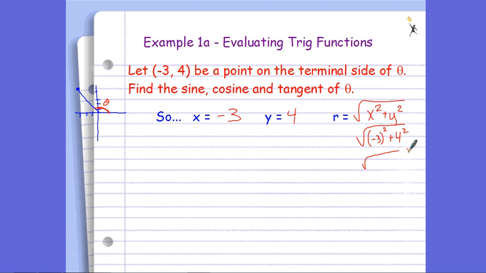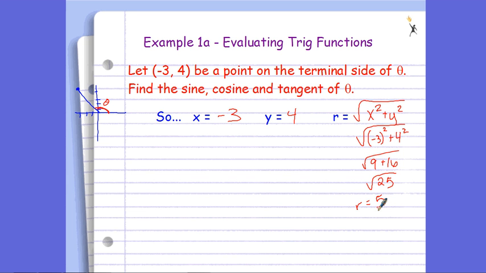I don't need a calculator for this one because I know negative 3 squared is 9, 4 squared is 16, 9 plus 16 is 25, and what is the square root of 25? So I know my r in this case is actually 5. So guys, if I know x, y, and r, I can essentially find everything.